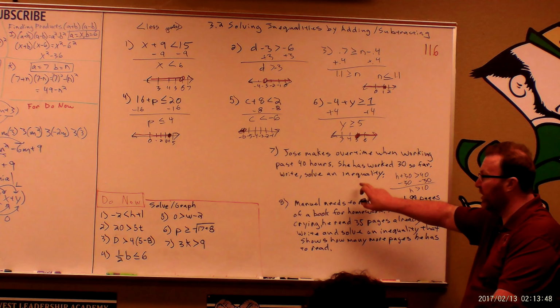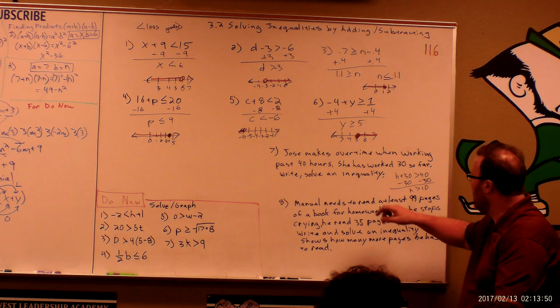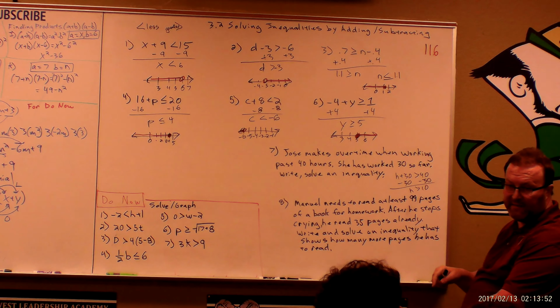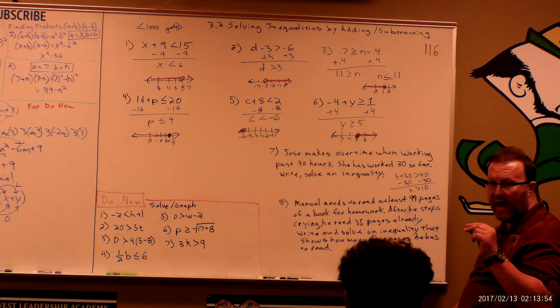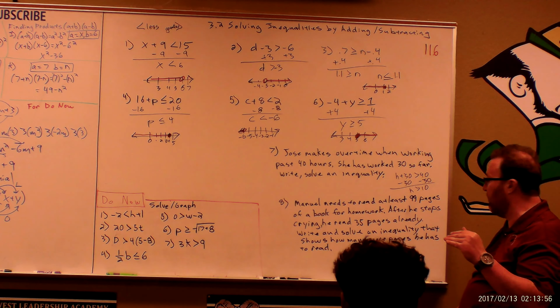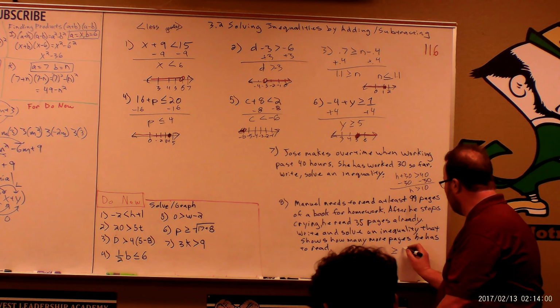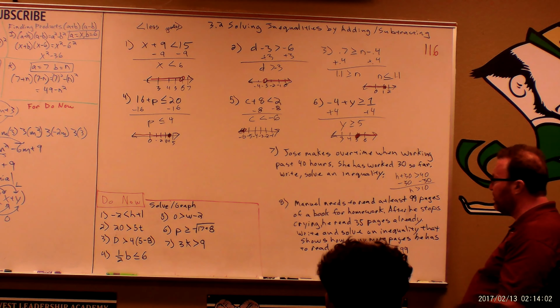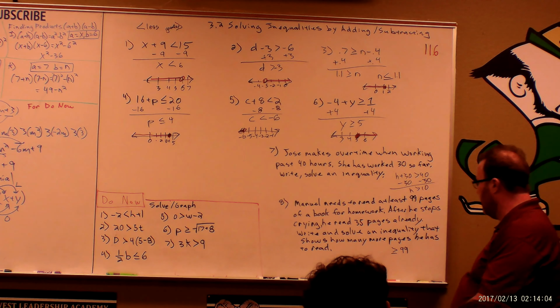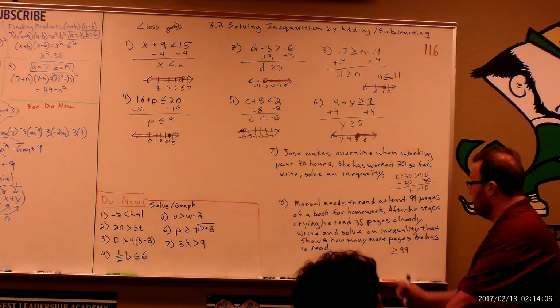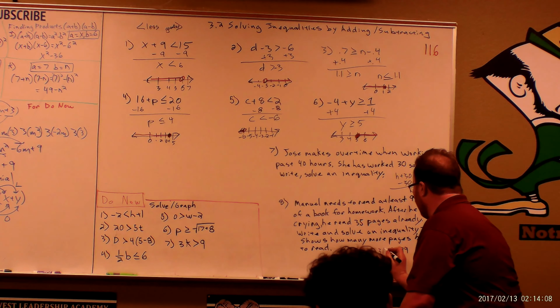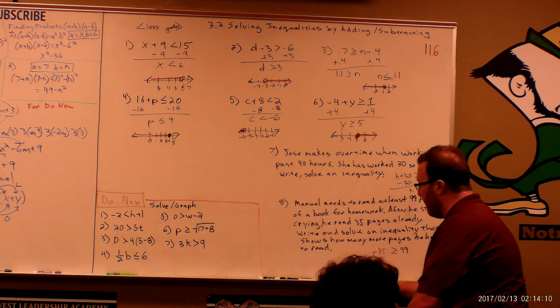Okay, so this example is very, very similar to this one, right? We know that it has to be at least. When we see the word at least, that means the little line's going to go under it, okay? So it has to be greater than or equal to 99. How many pages did they read so far? 35. So we're going to have 35 plus, and then whatever our variable is.